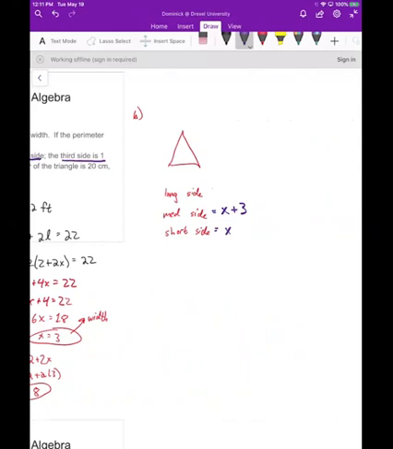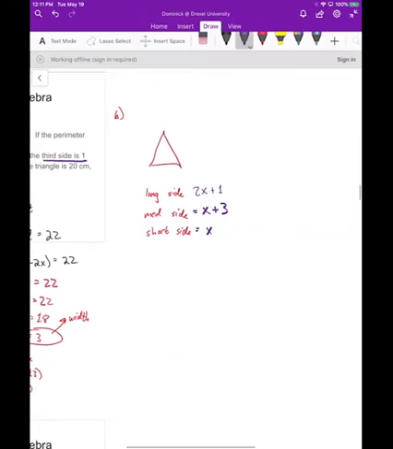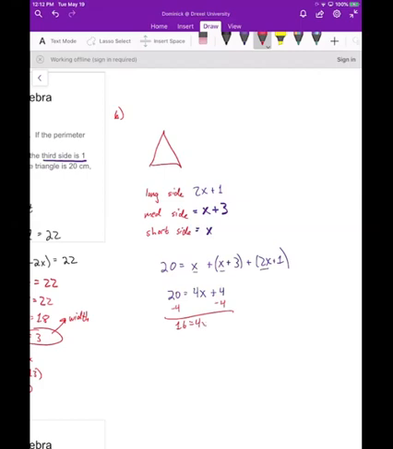So that's 2x plus 1. And of course, here we know that the perimeter is 20. So we get that 20 is equal to all these sides added together. If we combine like terms on the right side, we're going to get x, 2x, and 4x. So we get 4x plus 4 once we combine the 3 and the 1. So we can subtract the 4 over, and we get that 16 is equal to 4x. So we get that x is equal to 4.